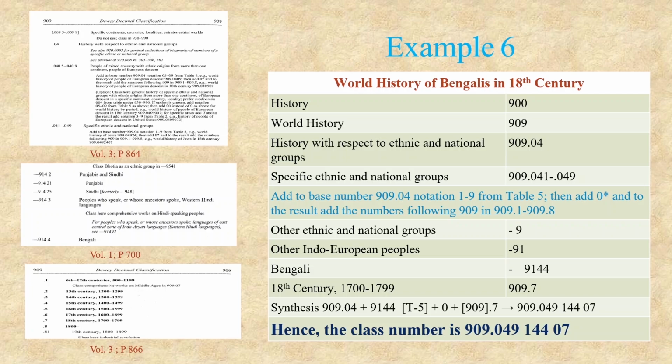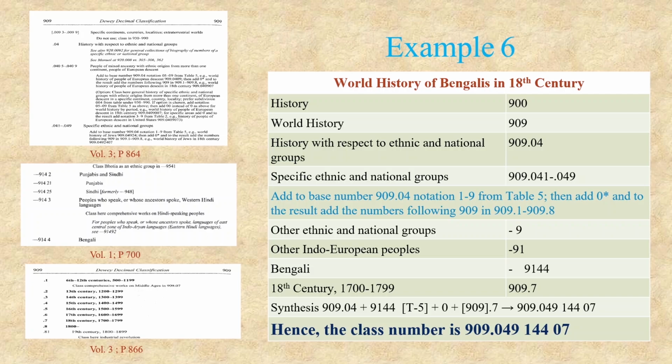So now check whether a ready-made class number is available. World history falls under 909, that is page 864, volume 3 of the schedule. History with respect to ethnic and national groups falls under 909.04. Specific ethnic and national groups are classified under 909.041-909.049. Then use Table 5 for ethnic groups. The instruction for 909.04 states: add to base number 909.04 notation 1-9 from Table 5, then add 0.